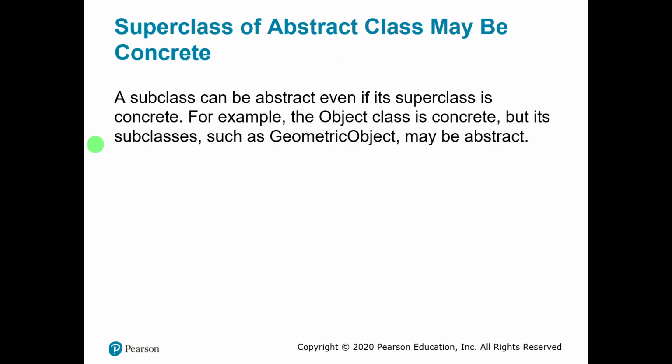You can actually create an abstract class that inherits from a class that was not abstract to begin with, which makes perfect sense because when you think about it, a geometric object inherits from Java's object class. So I guess we're okay there. A subclass can be abstract even if its superclass is concrete, or even if its superclass is not abstract. Another way to say it. For example, the object class is concrete, but its subclass, such as geometric object, can be abstract. There's no problem there.